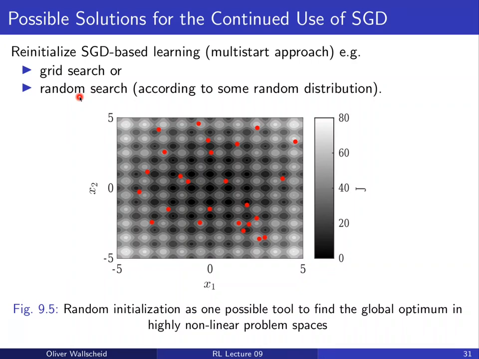However, of course, this is also very computationally demanding, because we have to run the learning problem not only one time, but 10, 100 times, or however many times, depending on the application, in order to ensure, or at least to be certain, to find a local optimum which is close to or as good as the global optimum.